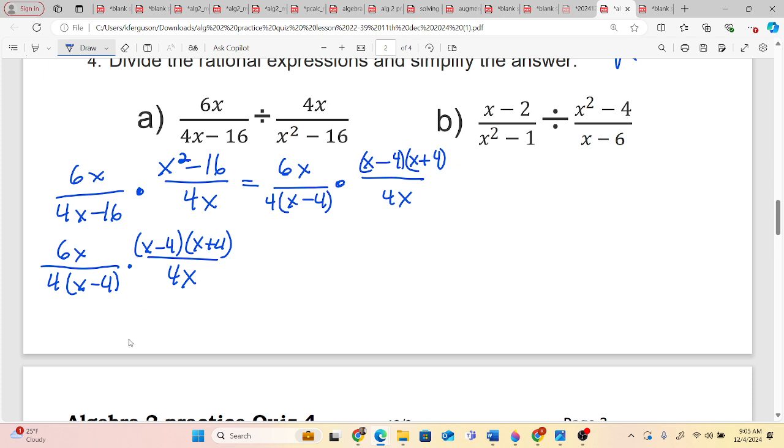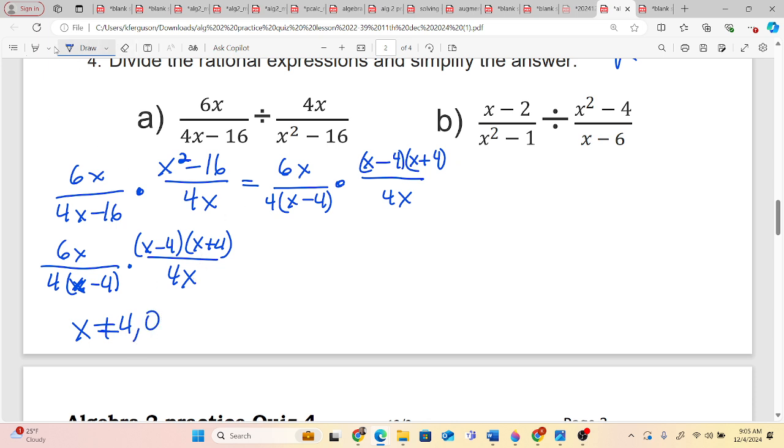So now I need to think of my exclusions. What can x equal? I've got this little set of parentheses where x minus 4. What value of x can I plug in to make that 0? A positive 4. So we can't have positive 4. And then here I've got 4x. What value of x will make that 0? Well, 0. So I can't put in 4 or 0.